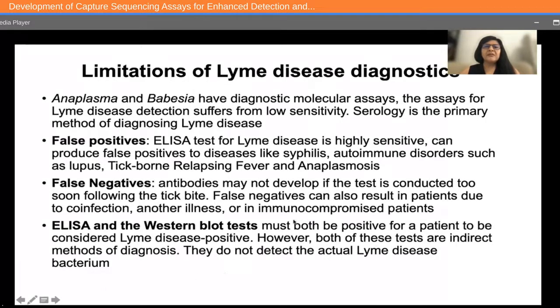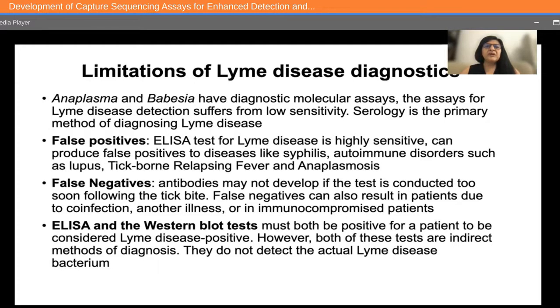Lyme disease diagnostics suffer from many limitations. Unlike Anaplasma and Babesia, which have diagnostic molecular assays, the assays for Lyme disease detection suffer from low sensitivity, and therefore serology is the primary method for diagnosing Lyme disease.